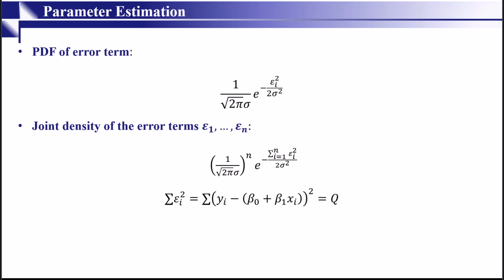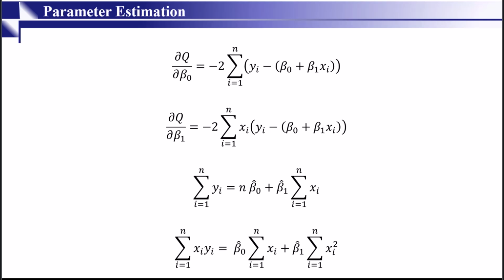We can use the least square fit for parameter estimation, to find beta 0 hat and beta 1 hat, which are maximum likelihood estimates. We can find the PDF of the error as 1 over square root of 2 pi sigma, times e to the power of minus epsilon i square over 2 sigma square. Then we can find the joint density of the error terms, from epsilon 1 to epsilon n, as 1 over (square root of 2 pi sigma) to the power of n, times e to the power of minus the sum from 1 to n of epsilon i square over 2 sigma square. This likelihood is maximized by minimizing the sum of squared errors. The sum of epsilon i square is the sum of actual data points minus predicted data points, and that is Q.